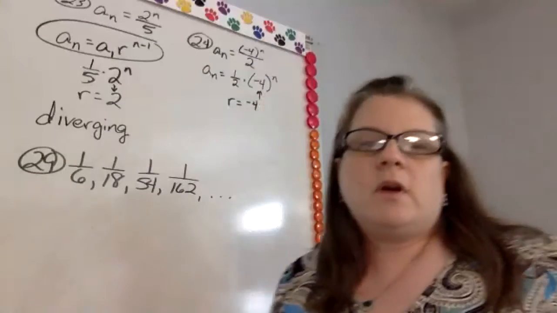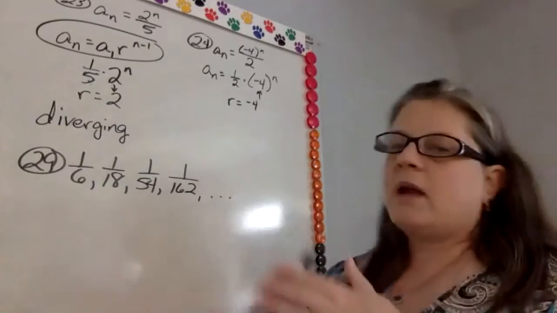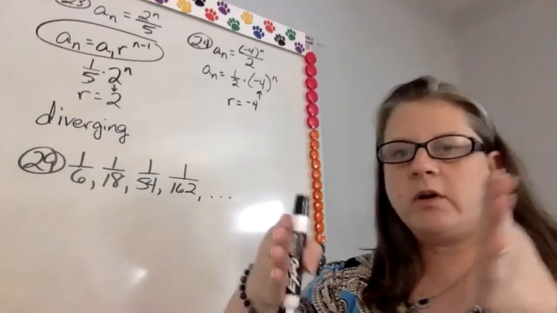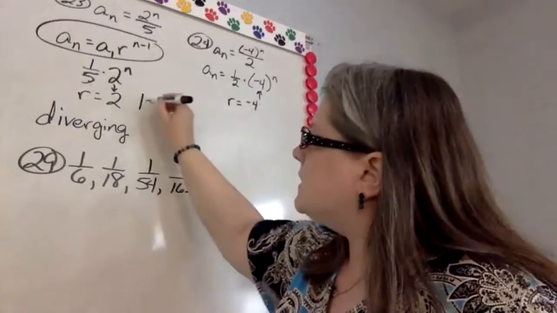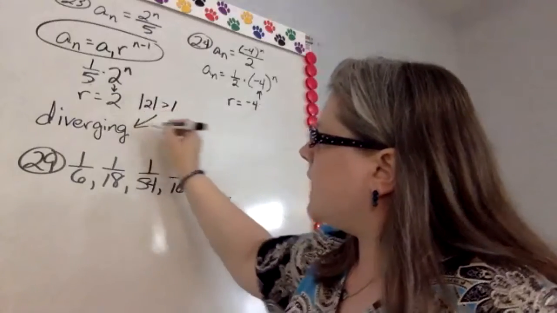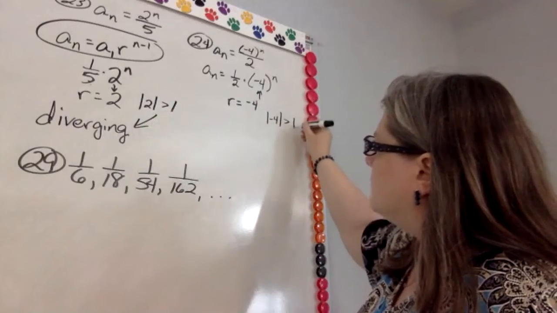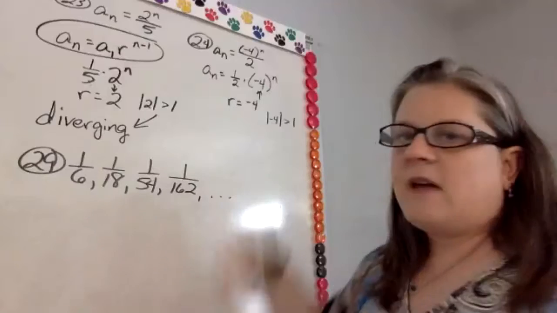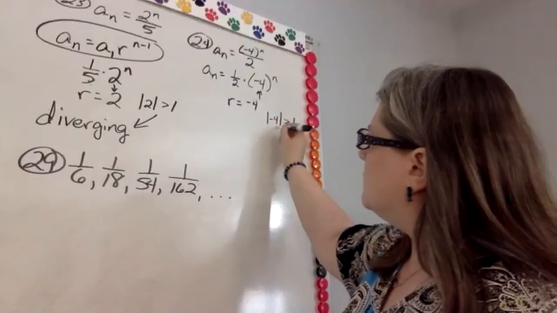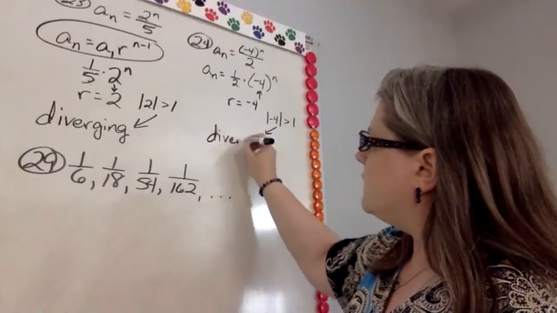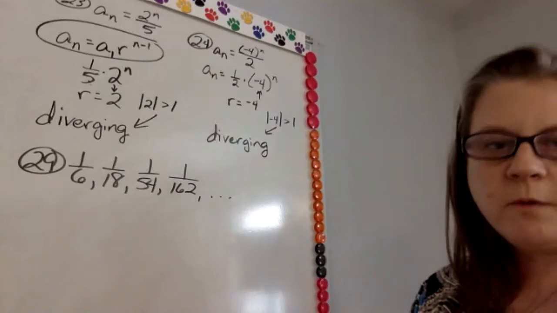Now remember, when we compare it to 1, it's always the absolute value bars. So it's the absolute value of -4. On the last one, the absolute value of 2 was greater than 1, so it was diverging. On this one, the absolute value of -4 is still greater than 1. Remember, absolute value is how far it is from 0, so it's still positive. So 4 is greater than 1, so it's still diverging. Okay, so that was number 23 and number 24.